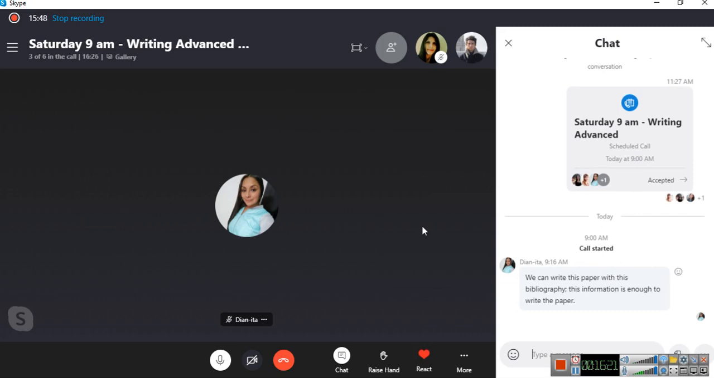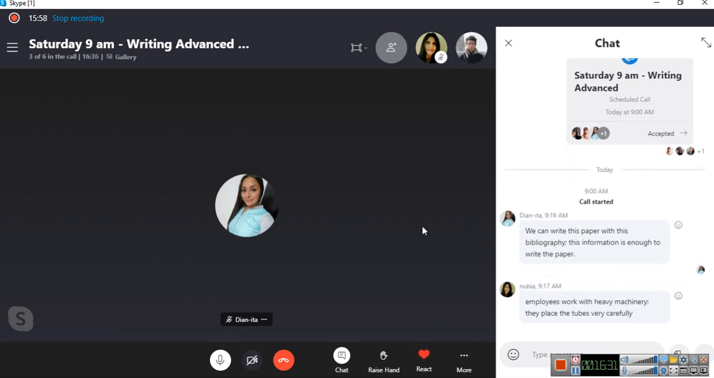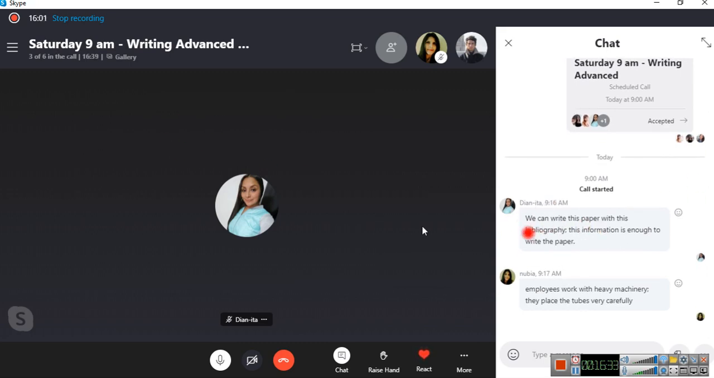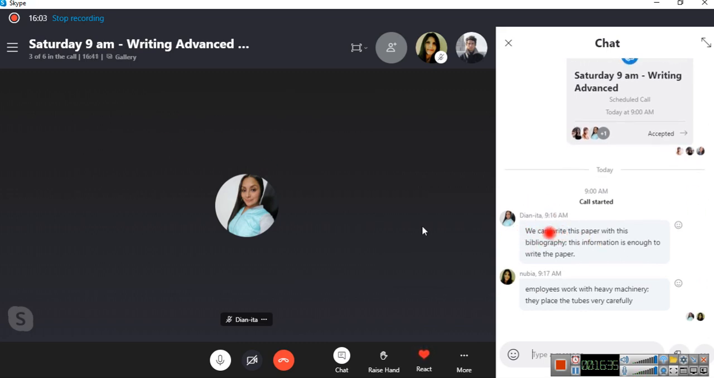Okay, we can write this paper with this bibliography; this information is enough to write the paper. That's a very good example. Let me tell you why. So we can write, we is our subject, write is our verb. We can write this paper. All right. This is an independent clause. You got it, Yana. And then you have, this information is enough to write the paper.